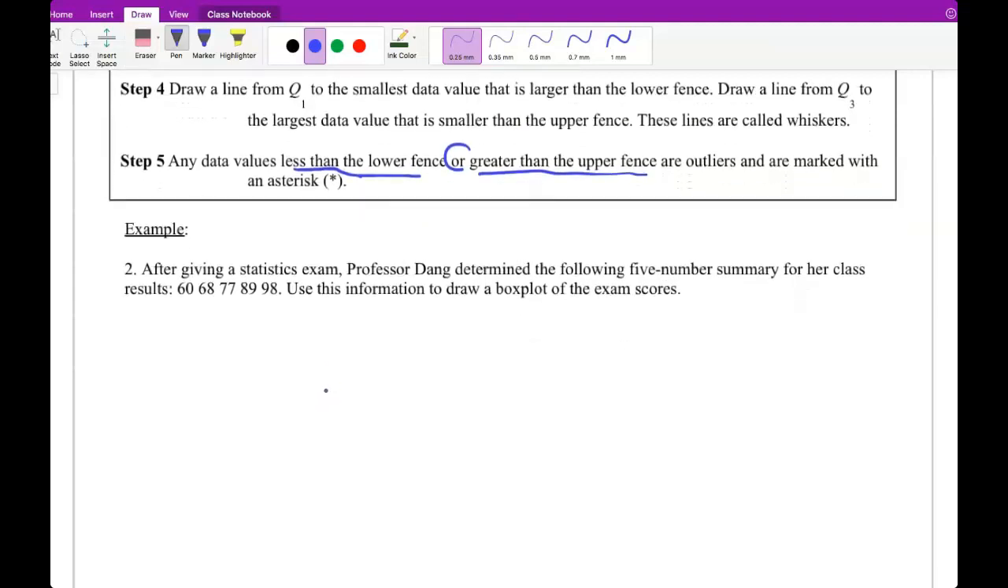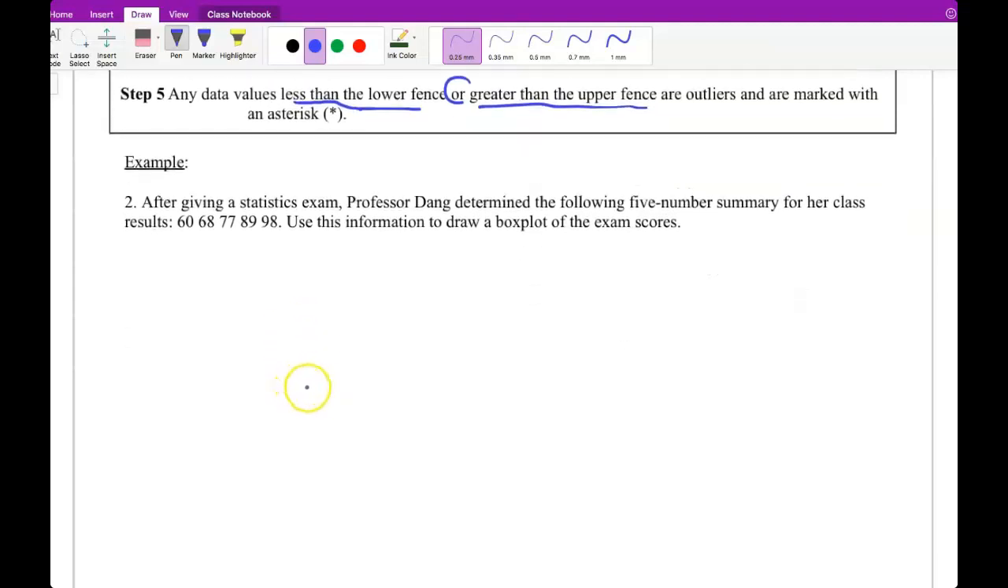So we use asterisk for that. For example number 2, after giving a statistics exam, Professor Yang determined the following 5 number summary of her class results. Use this information to draw a box plot of the exam scores.